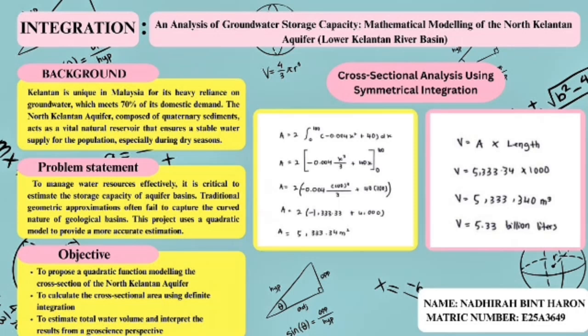The problem is that traditional geometric approximations often fail to capture the natural curved shape of geological basins. To manage water resources effectively, it is critical to estimate storage capacity accurately. Therefore, my objective is to use a quadratic model to represent the aquifer cross-section and calculate its area and total volume using definite integration.